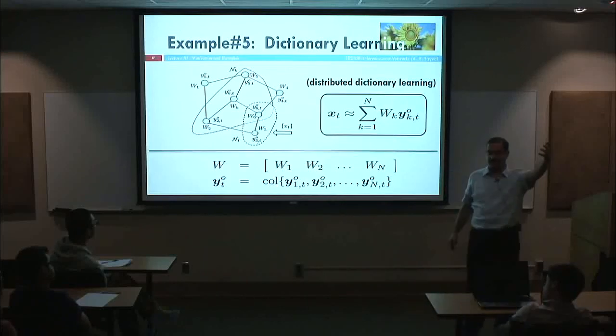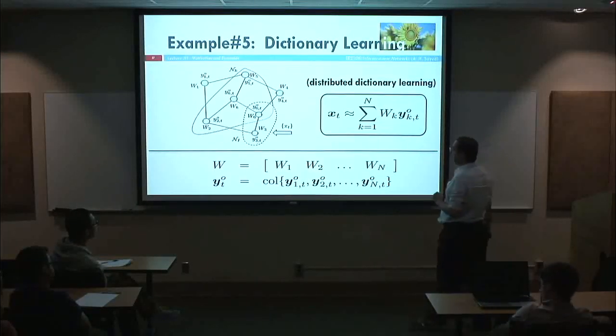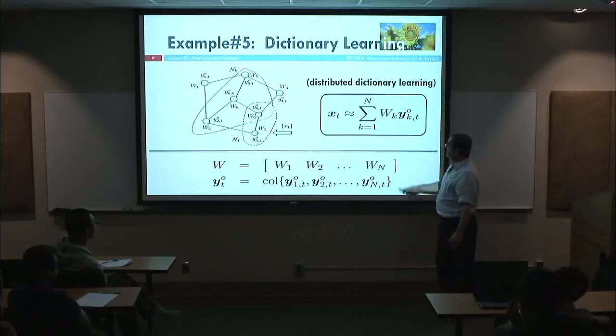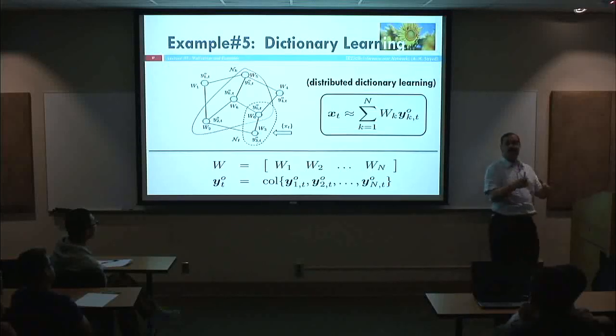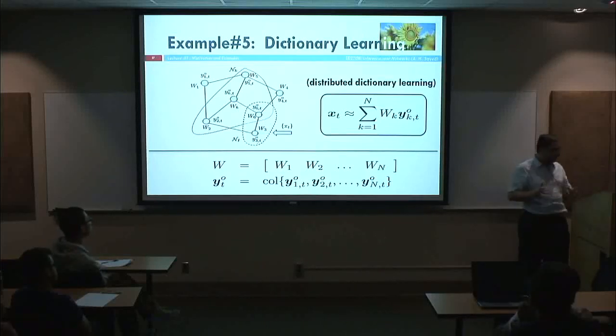This is an example where huge amounts of data may be distributed over the network, and you don't want to share them either because of the size or for security reasons or privacy reasons and so forth. So you would like to express X as a linear combination of the columns of W. Again, how do I solve a problem like this in a distributed manner, right? So these are the kinds of problems that you are going to learn how to solve.